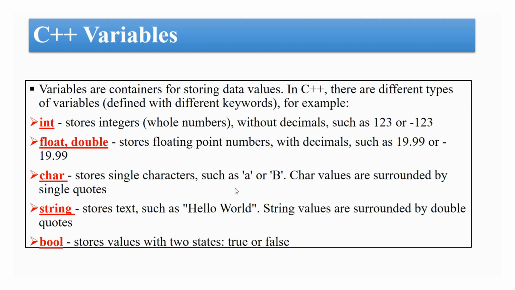If you want to store a text, a sentence, you have to use the string type. And the last one, bool, for Boolean, stores values with 2 states: true or false. For sure, in this video, we will see each of these data types in detail.